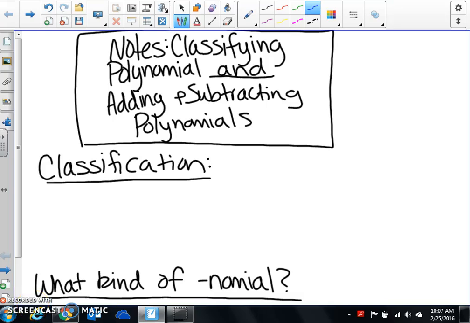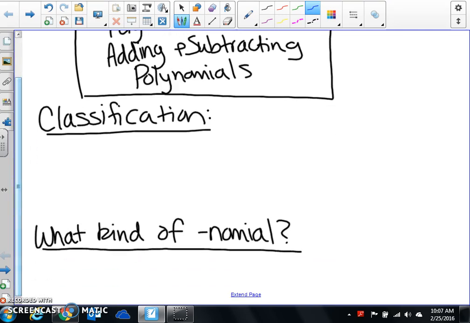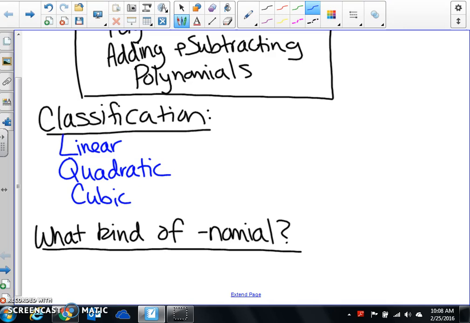Okay, we're going to be classifying polynomials, and then the majority of this is actually adding and subtracting polynomials. So in terms of classifications, there are 3 different types: linear, quadratic, and cubic that we're going to be talking about. In general, linear is everything that we've seen. So linear, you should think line, and that's really the y equals mx plus b. So that's the mx plus b part, okay?